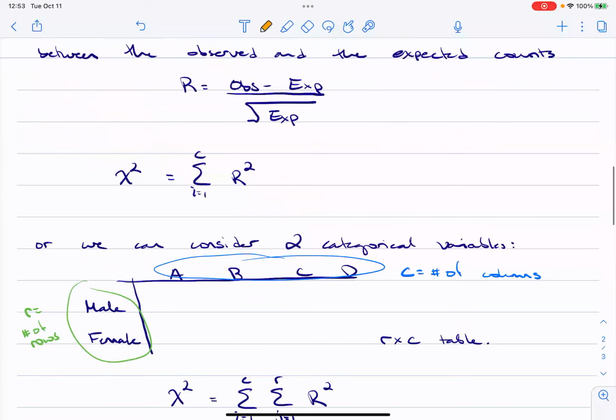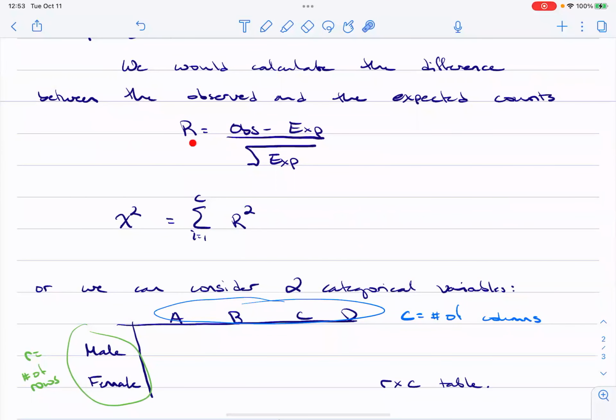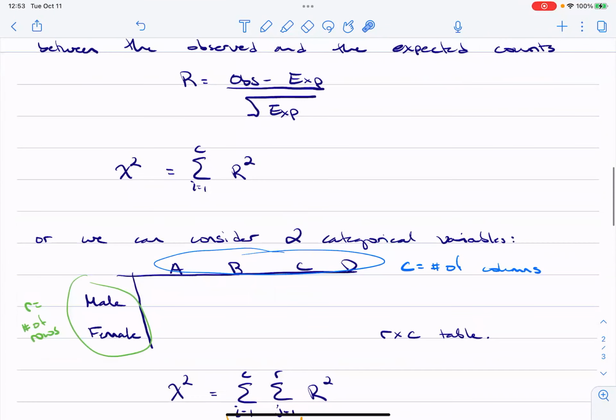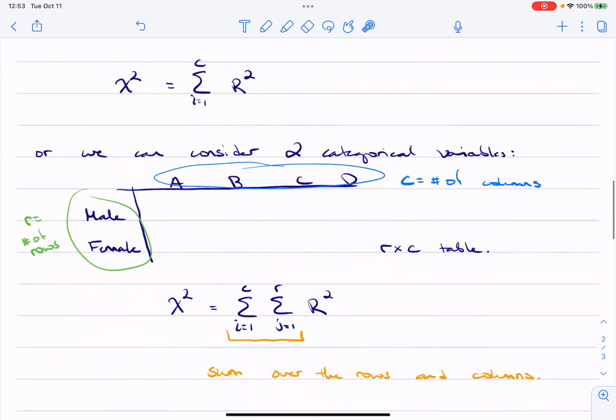But at its heart, we're basing it off of R, which is going to be the observed minus the expected over the square root of the expected. And then we have to square it. So you could do that here. There's lots of different ways that you could do it, but the idea is the same. It's the difference between the observed and the expected values.